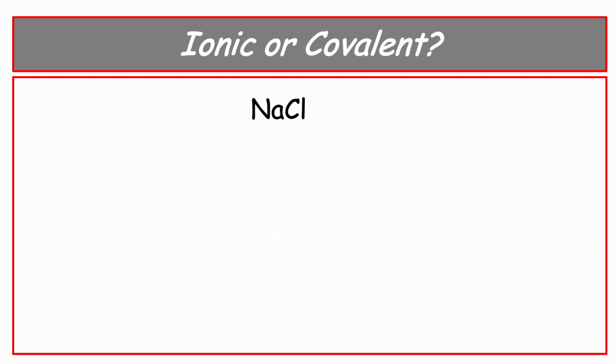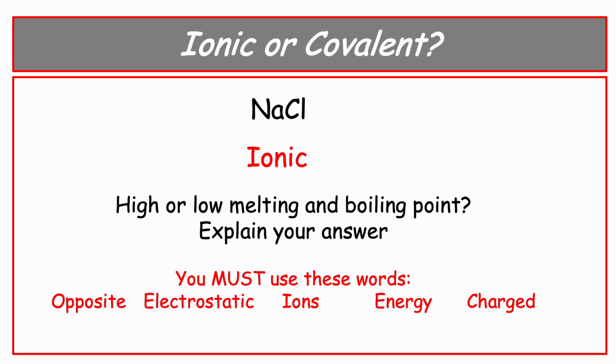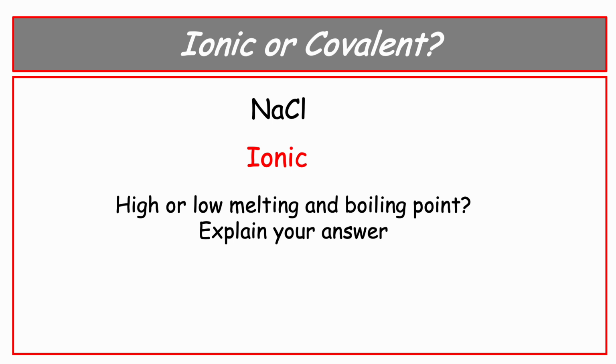So this time we've got sodium chloride: a metal, sodium, and a non-metal, chlorine, so it's ionic. You've then been asked to explain if it's got a high or low melting and boiling point. Explain your answer, and I've given you some words to use in your explanation. So for this, you need to state that ionic compounds such as sodium chloride have a high melting and boiling point because of the strong electrostatic force of attraction between oppositely charged ions.